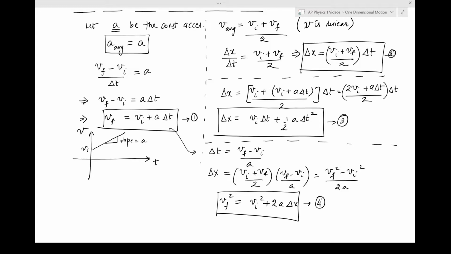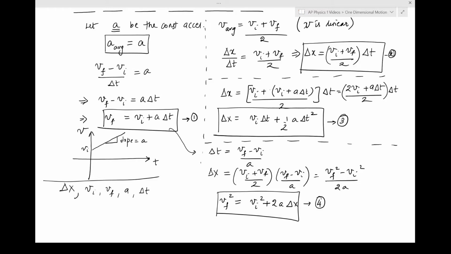Now if you look at each of these equations, you'll see that there are 4 quantities in every one of them, and each equation is missing one of the 5 total quantities. The 5 quantities are delta x, Vi, Vf, a, and delta t. Okay, and so equation 1 does not have delta x in it. Equation 2 does not have a in it. Equation 3 does not have Vf in it. And equation 4 does not have time in it.